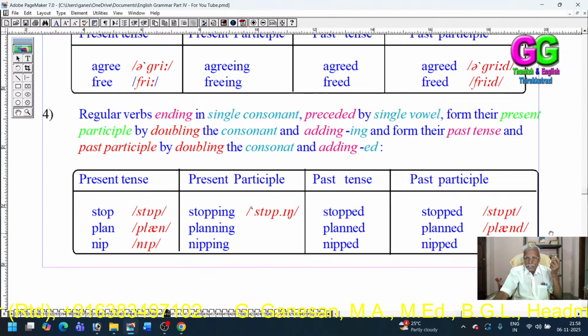Planned. Nipped. Again, regular verbs ending in single consonant preceded by single vowel form their present participle by doubling the final consonant and taking ing. They form their past tense and past participle by doubling the final consonant and taking ed. Stopping, stopped. Planning, planned. Nipping, nipped.